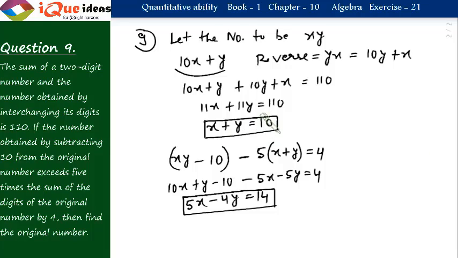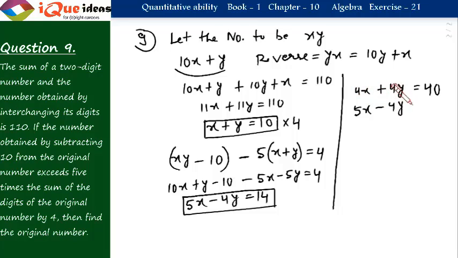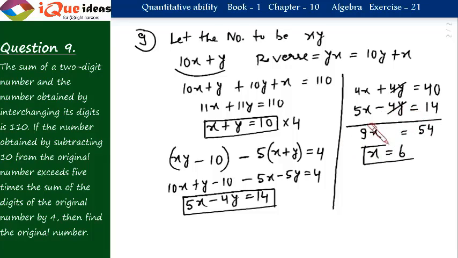So what we should do is multiply the first equation by 4 and add. First equation multiplied by 4 will give us 4x plus 4y equal to 40. And the second equation is 5x minus 4y is equal to 14. Now add them. Addition cancels 4y and 4y. We get 9x is equal to 54. So x is equal to 6. And in the first equation we have x plus y equal to 10, so y would be equal to 4.